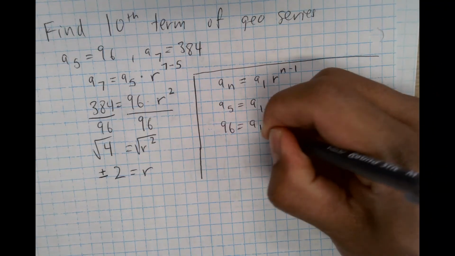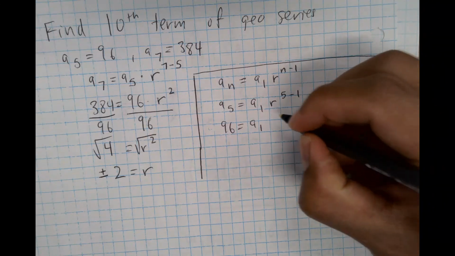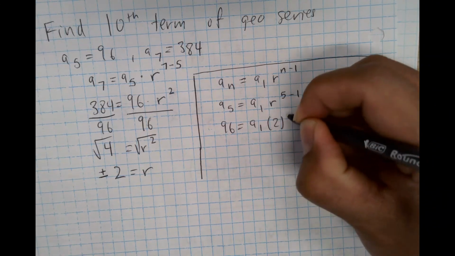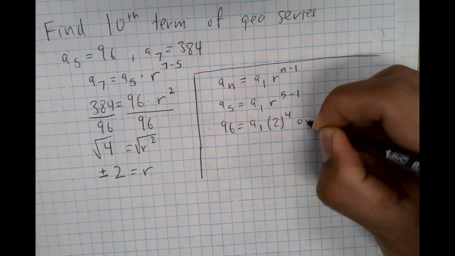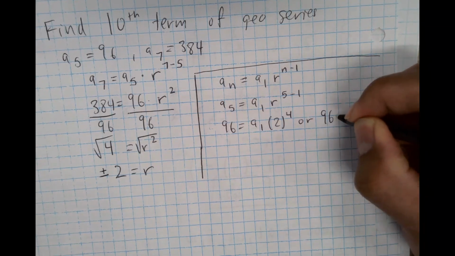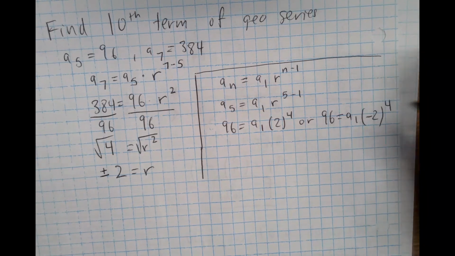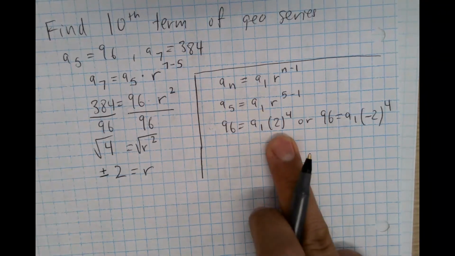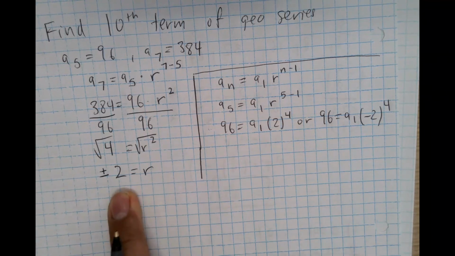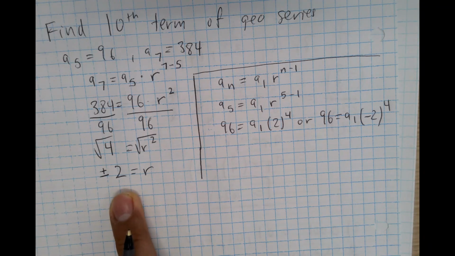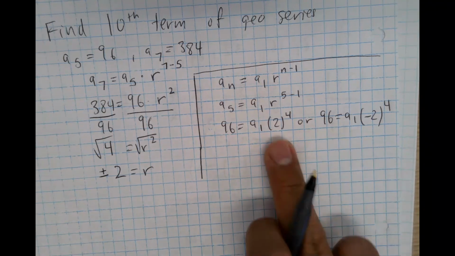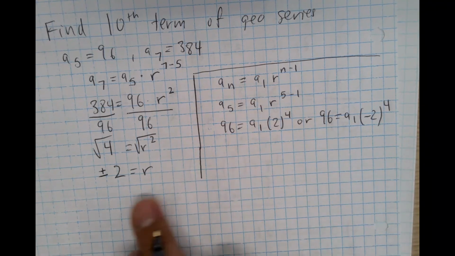two formulas. So here we have 96 is equal to a1 times 2 to the 4th power, or 96 is equal to a1 times negative 2 to the 4th power. And again, the reason I have two different formulas is because I have two different values of r.